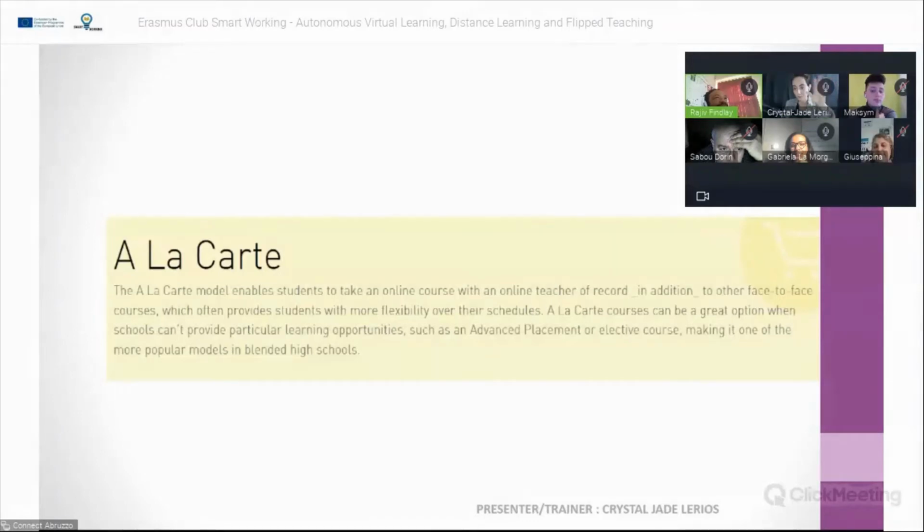So the a la carte model, very much like fine dining, enables students to take an online course with an online teacher of record in addition to other face-to-face courses, which often provides students with more flexibility in their schedules. A la carte courses can be a great option when schools can't provide particular learning opportunities, such as advanced placement or elective courses, making it one of the more popular models in blended high schools. Any examples as to when a school is going to need to bring in an external contractor or educator online?